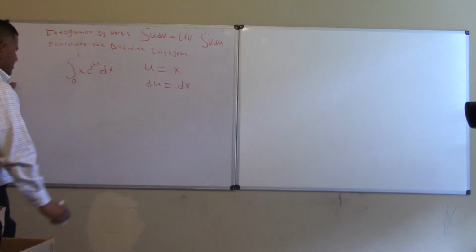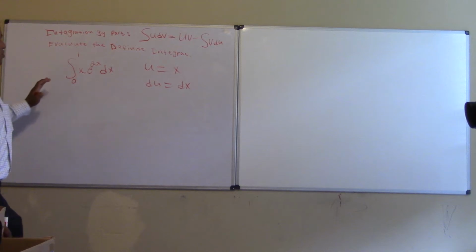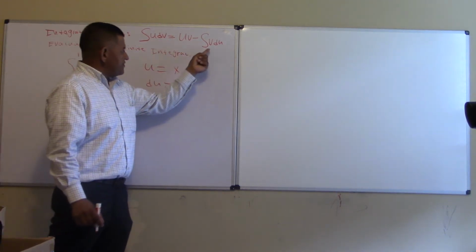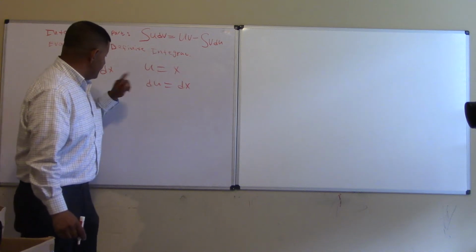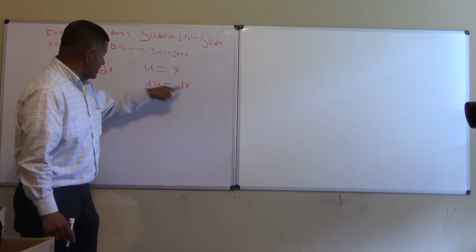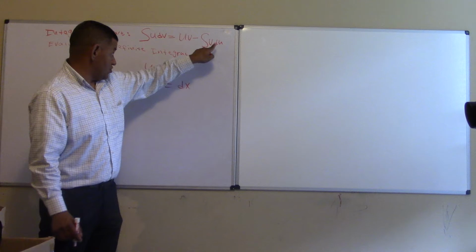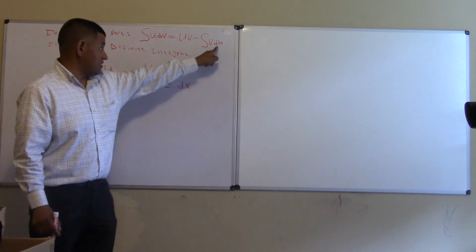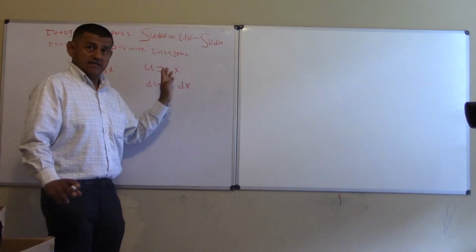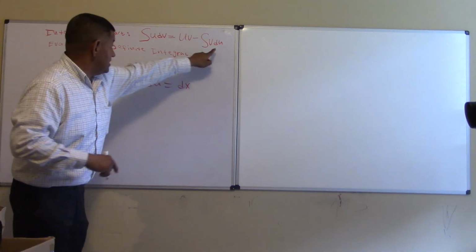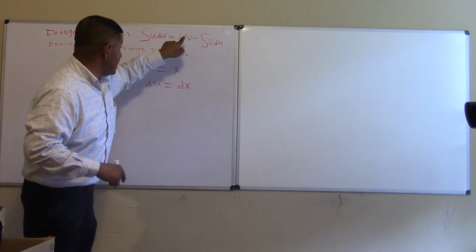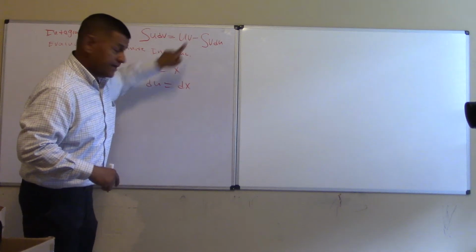Now I have to find what dv is. I replace the v right here, so dx, du right there. So dx is equal to du right there. Now we have to find v. When I find this, v is going to be that one.